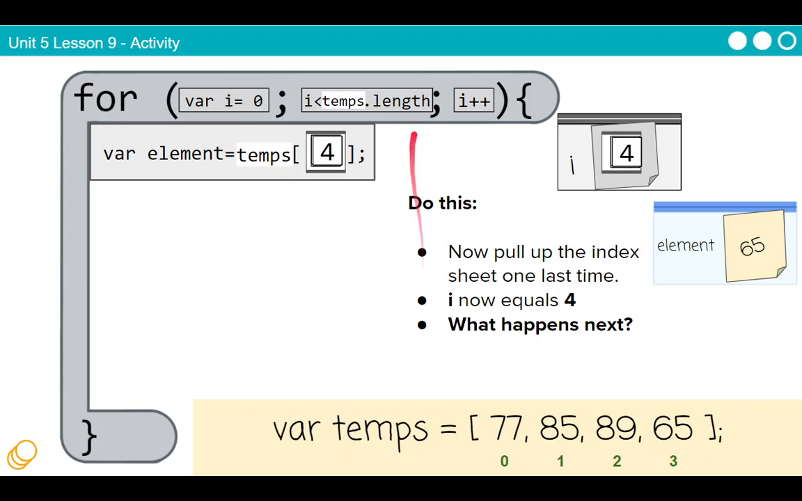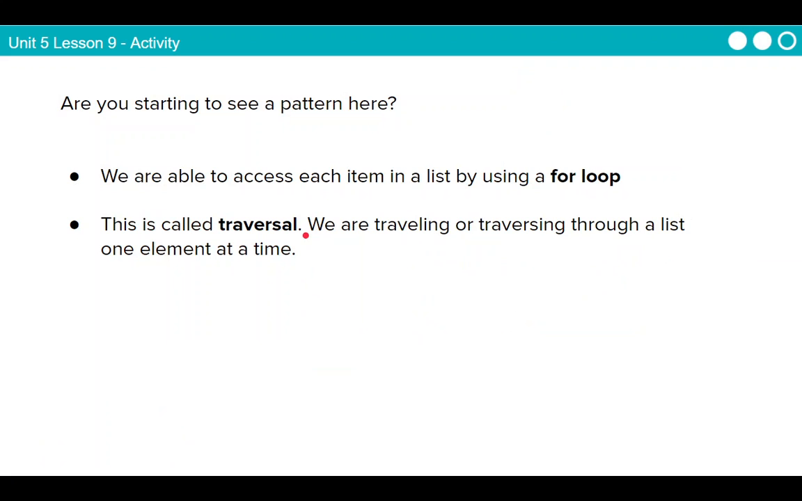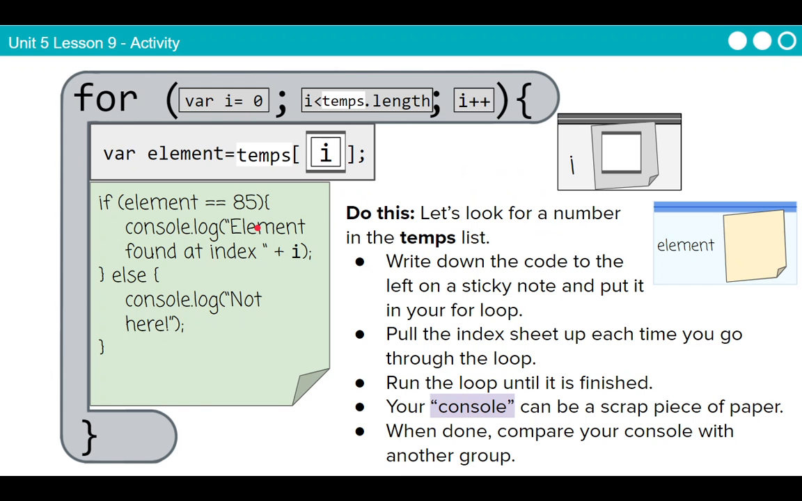And now it's 4. 4 is the length, so it's not going to actually go into this. All right, we exit the loop, we're done. Hopefully you're starting to see a pattern of how we can easily use loops to traverse a list. Now, what about this situation?